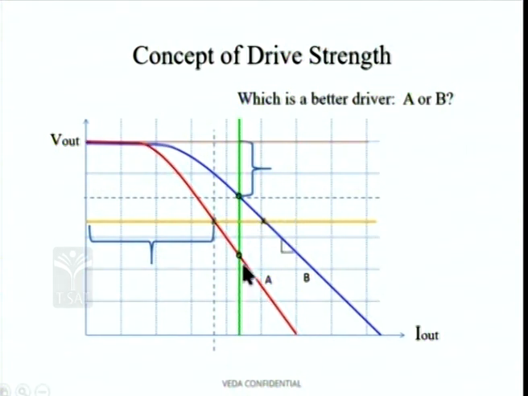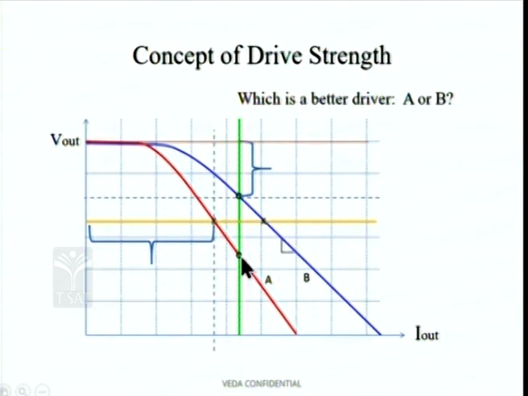On the other hand, if you take some fixed output current, then driver A is able to sustain only a low voltage, whereas driver B is able to sustain a higher voltage than driver A. Therefore, the drive strength of A is small because it cannot supply that much current, or even if it tries to supply that much current, the voltage will fall more rapidly than driver B. Therefore, driver B is a better driver than driver A, because for a given voltage B supplies more current than A, and for a given current B sustains a higher voltage than A.